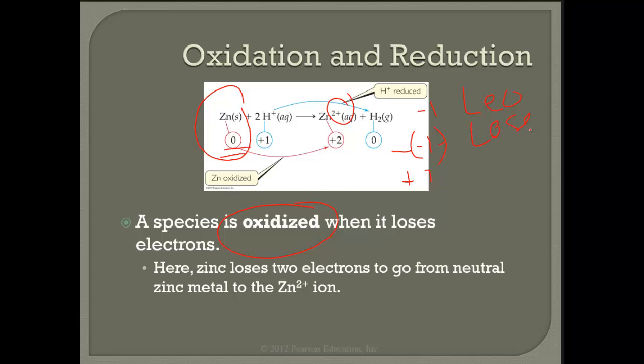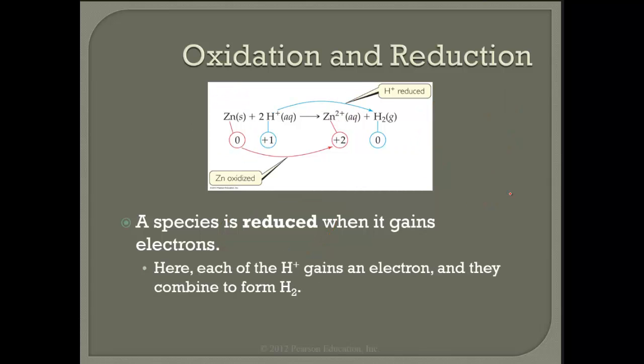Lose electrons, oxidized. A species is reduced when it gains electrons. Here, it's going from a +1 to a 0. Each hydrogen gains an electron and they combine to form H2.